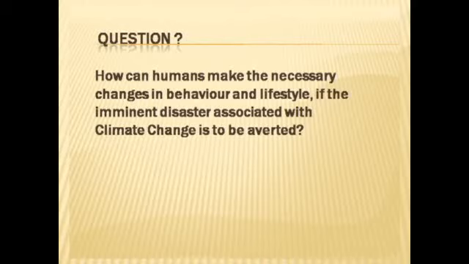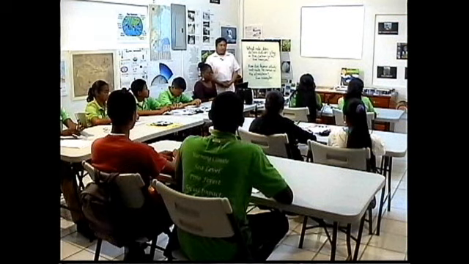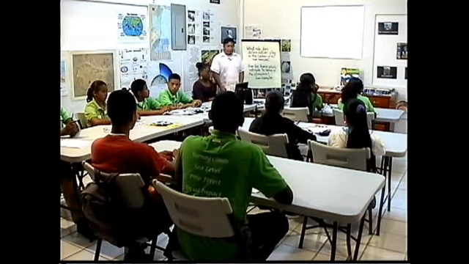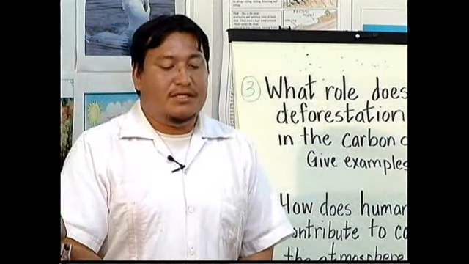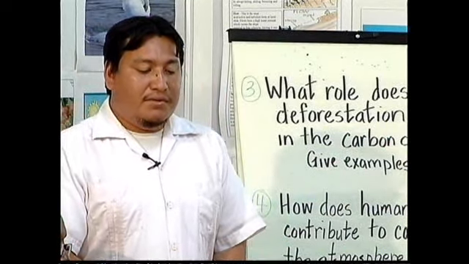Another one. How can humans make the necessary changes in behavior and lifestyle if the imminent disaster associated with climate change is to be averted? So we need to change, so that our natural resources can be manageable and sustained.